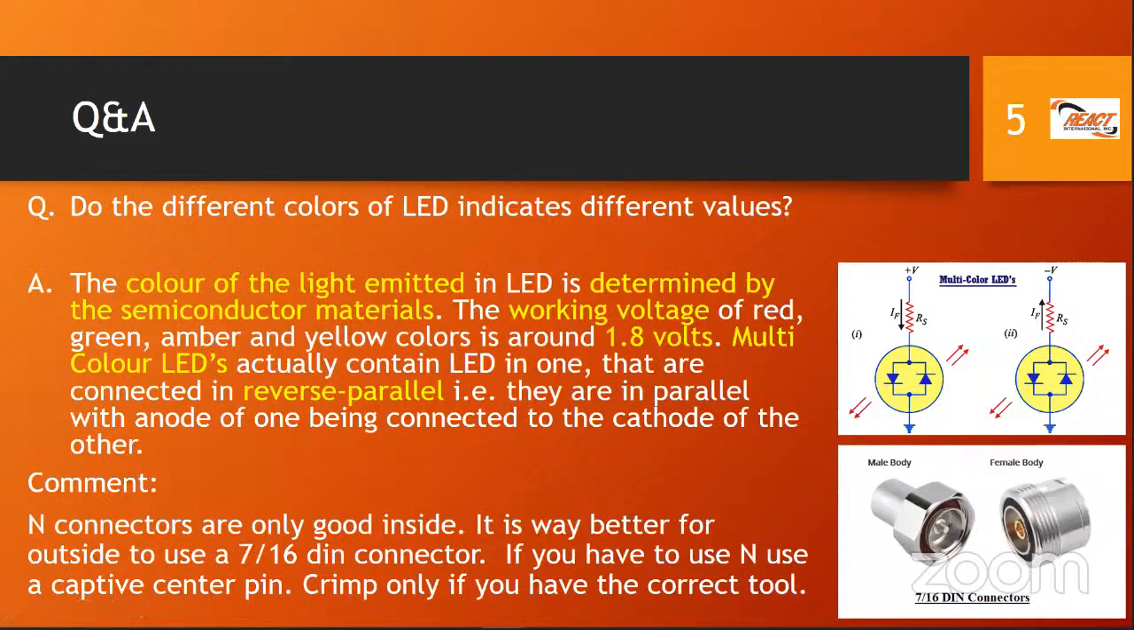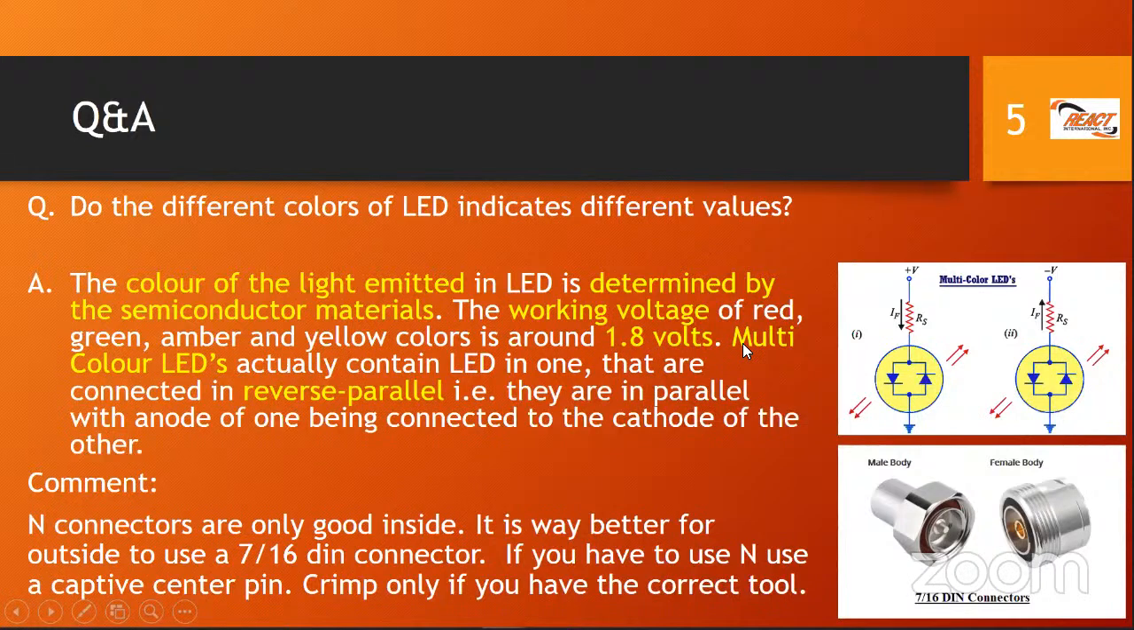So a Q&A from our last class, we had one question and one suggestion. So let's deal with the question. The question was, do the different colors of the LEDs indicate different values? Well, the color of the LED, or the light that is emitted from the LED, is really determined by the material that it's made of, or the semiconductor material. However, the working voltage of the red, green, amber, and yellow LEDs are around 1.8 volts, which is the same.